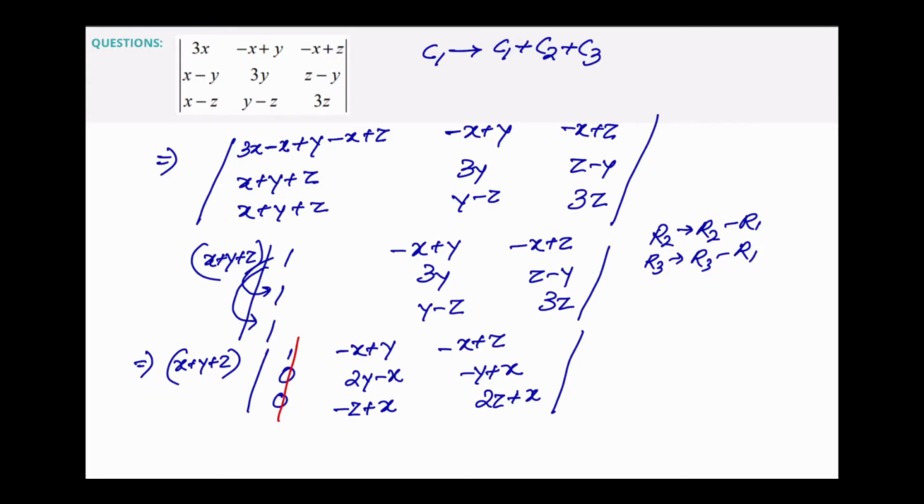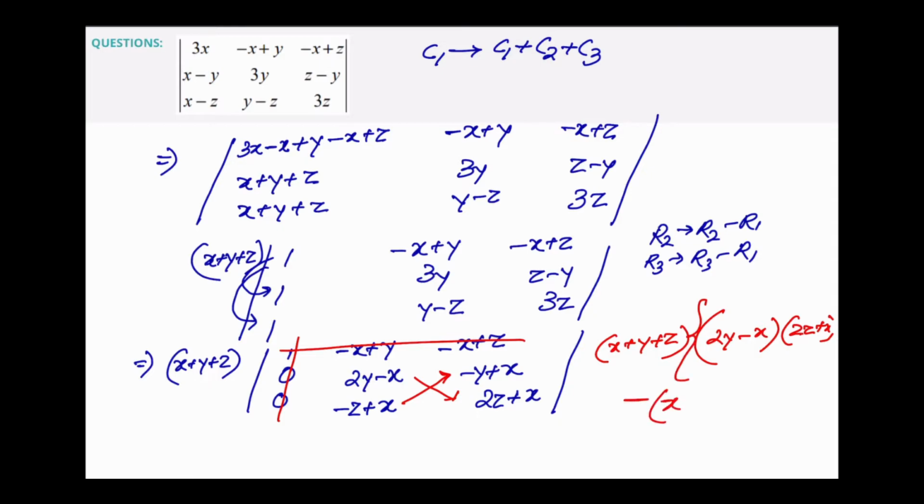So leave that row, leave that column, this into this, top to bottom minus bottom to top. So x plus y plus z into the multiplication of 2y minus x into 2z plus x. Now put a bracket like this, minus of x minus z into x minus y. Got it, student? I'm not opening it a lot. If you want, you can open it up. If you try to solve it, x plus y plus z.